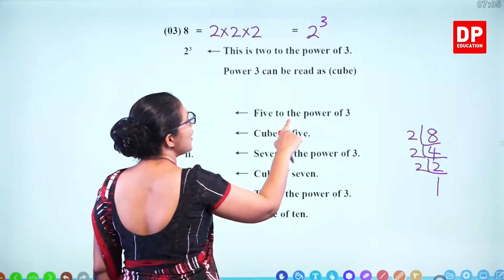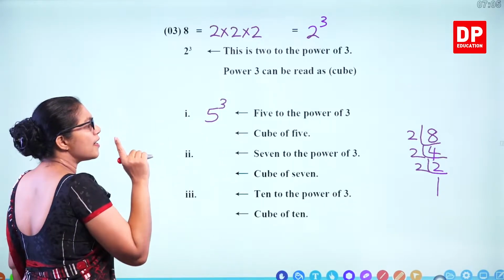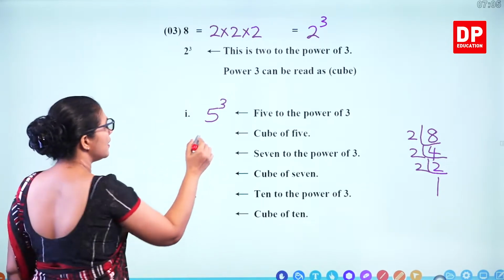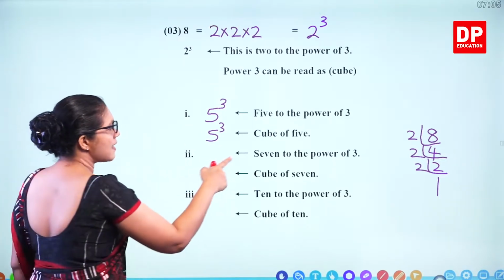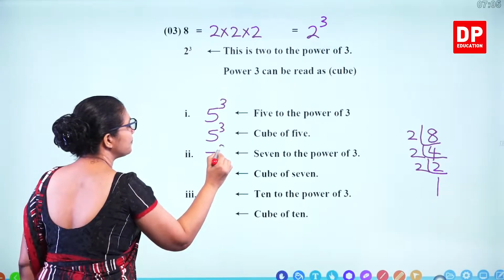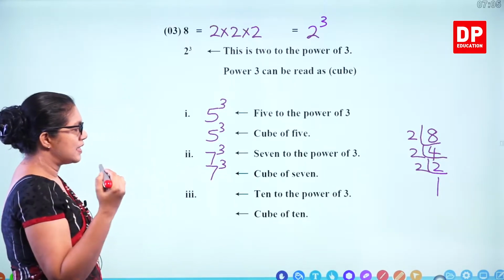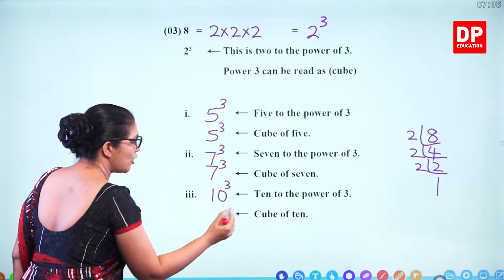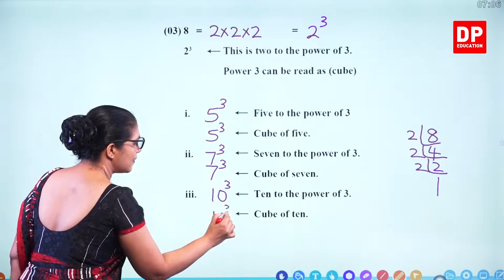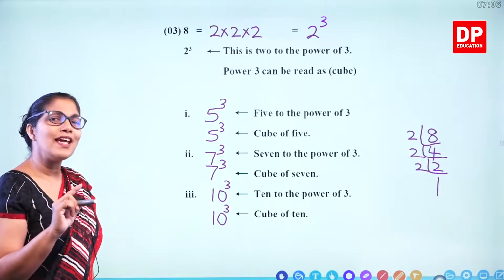Now write down 5 to the power of 3. Cube of 5, same thing. 7 to the power of 3, cube of 7. 10 to the power of 3, and cube of 10. So power 2 is squared and power 3 is cube.